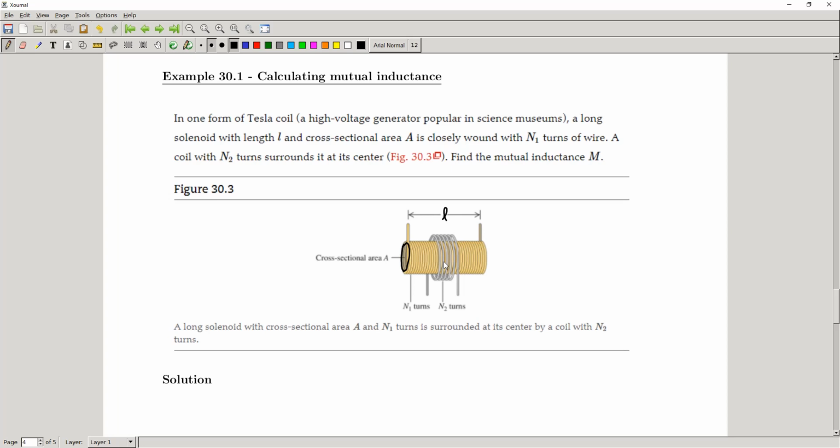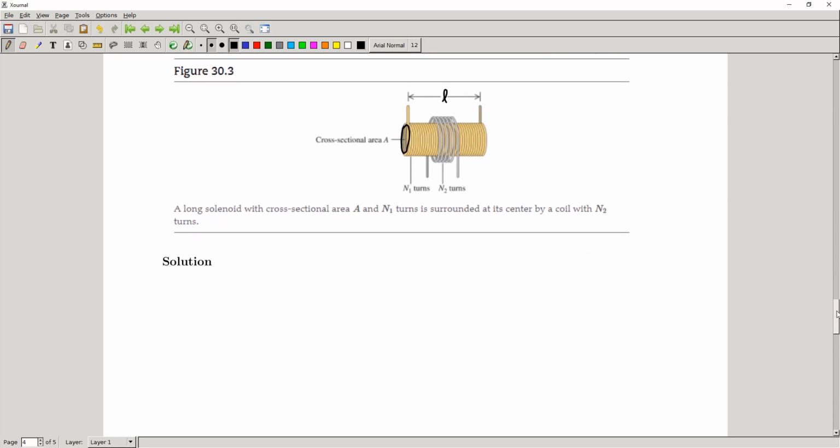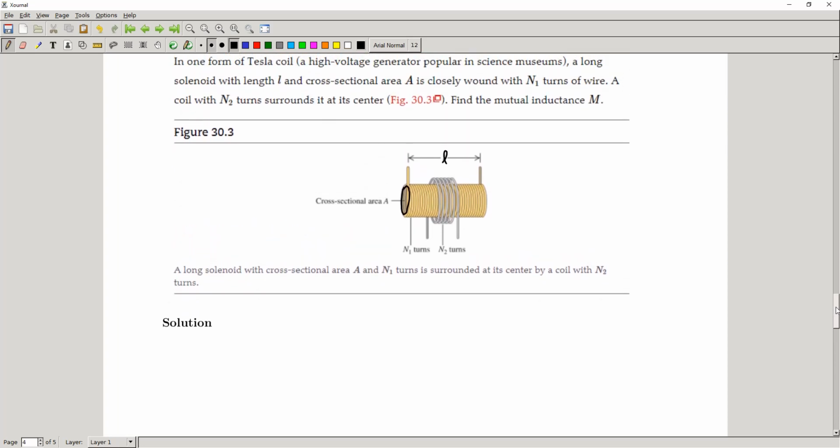And the second coil surrounds our first coil. Okay, so we want to find the mutual inductance M of these two coils in this setup, right? And this mutual inductance M is going to be the inductance for these two coils as long as their geometric properties remain the same, right?